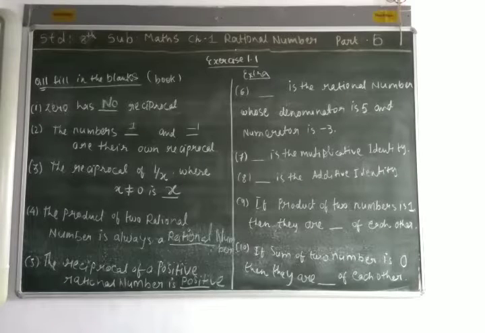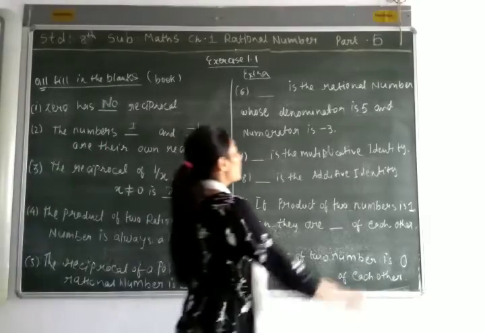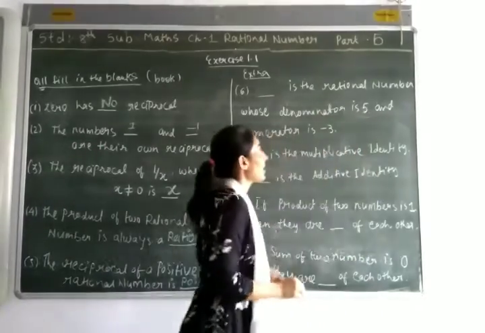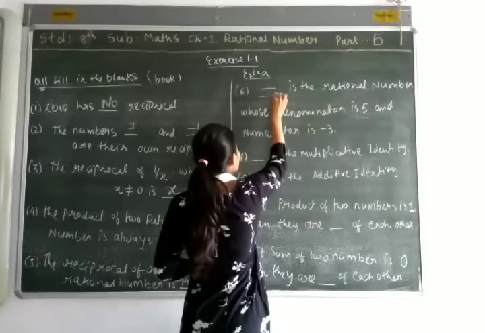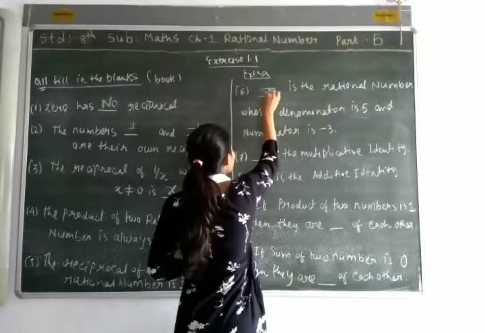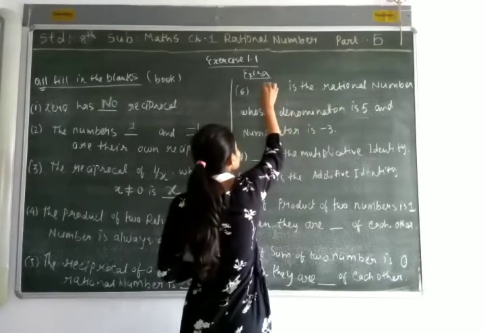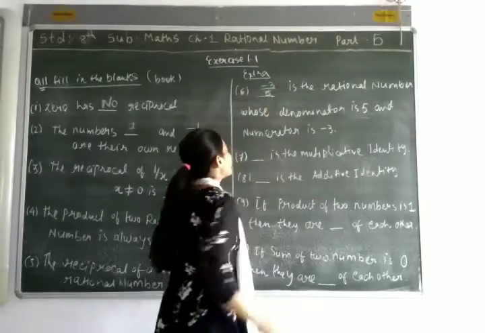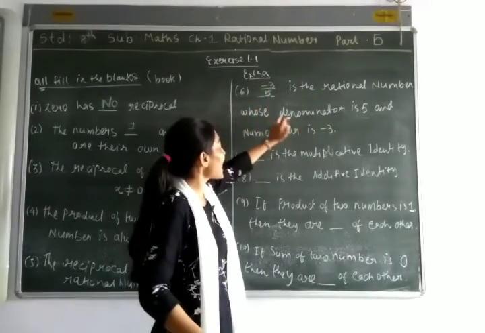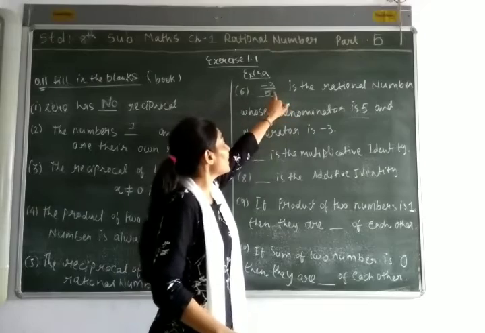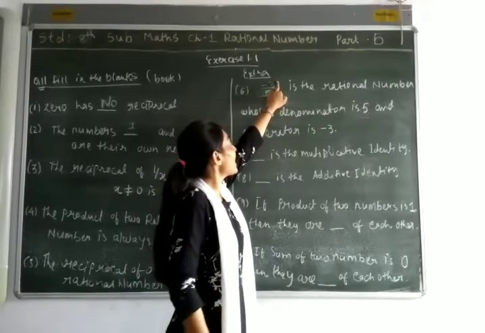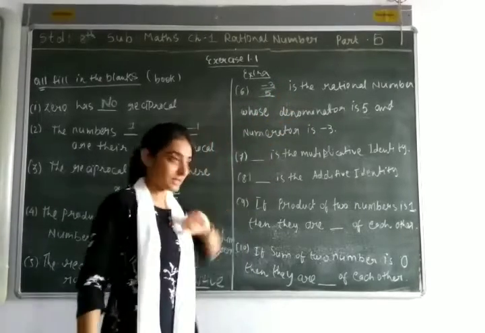The first one says, blank is the rational number whose denominator is 5 and numerator is -3. What is the denominator? 5. Denominator is 5 and numerator is -3. So -3 upon 5 is the rational number whose denominator is 5 and numerator is -3.